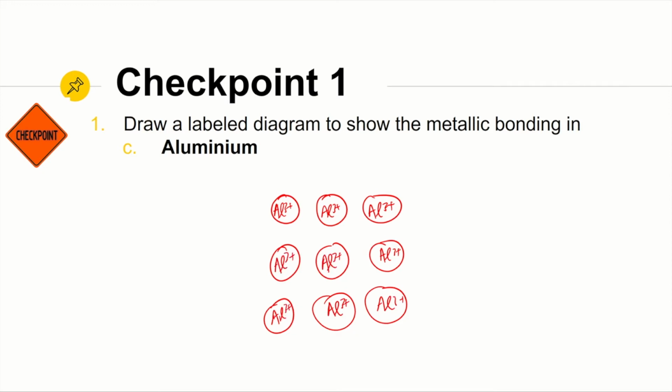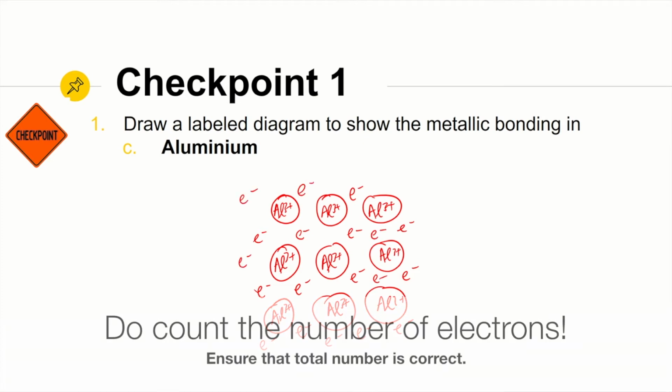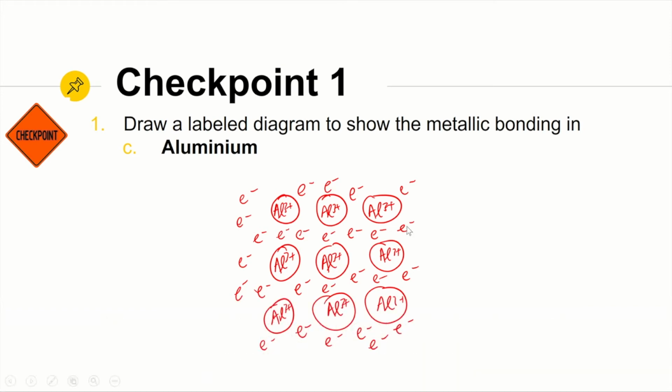Now when you're drawing, try to make sure that your positive ions are the same shape. Okay. So same thing, each atom will lose 3 valence electrons. So 9 of them will lose a total of 27 electrons. So when you're drawing, do ensure you count the number of electrons. So there are a total of 27 electrons here. So this is the diagram for aluminium metal.